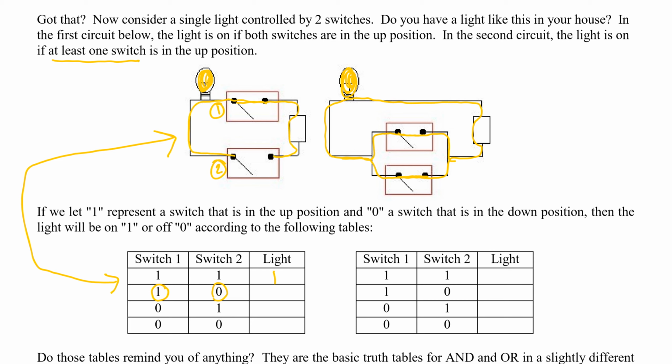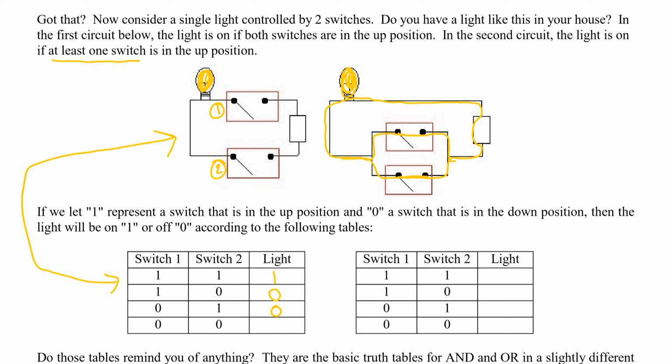So the light would be off, and we'll code that as a 0. Next possibility, we're going to say switch 1 is in the down position and switch 2 is in the up position. Well, that's the same problem we had on the previous row. There is not a closed loop for the electricity to flow around, so the light is off, and we'll code that as 0. And finally, let's look at what happens when both switches are in the down position.